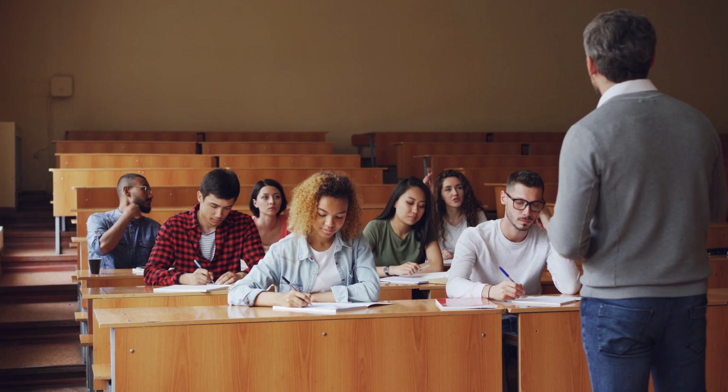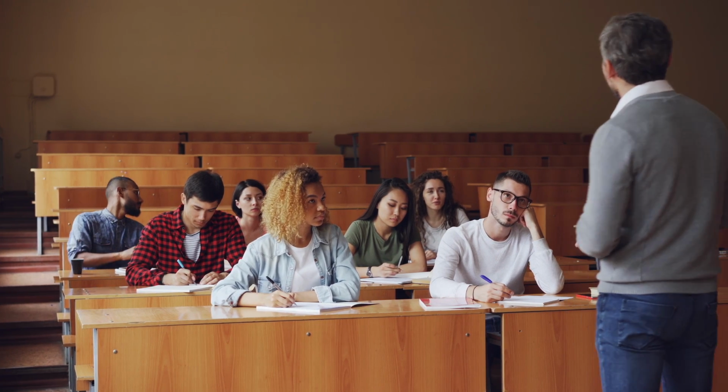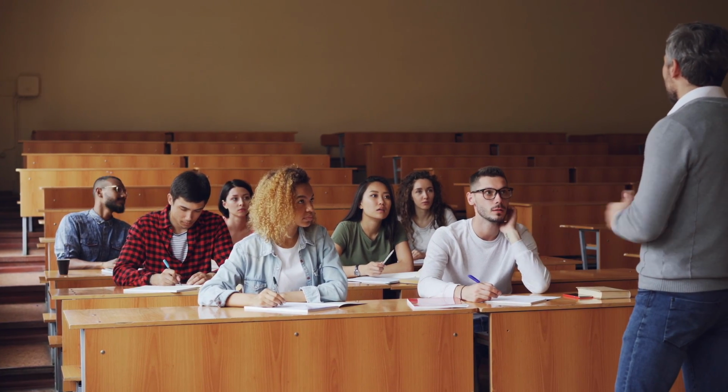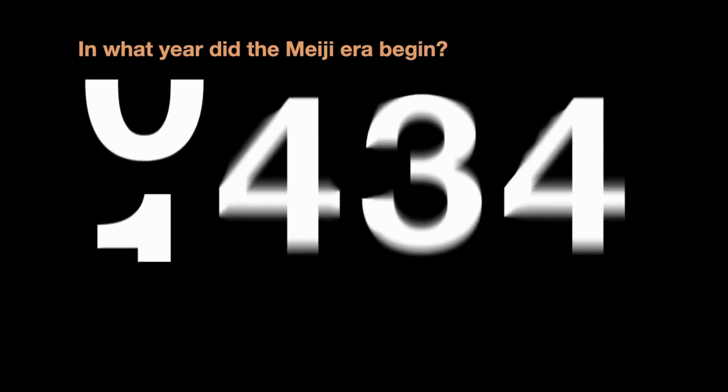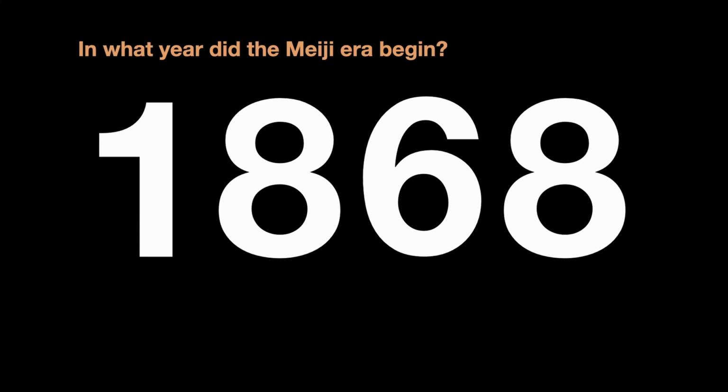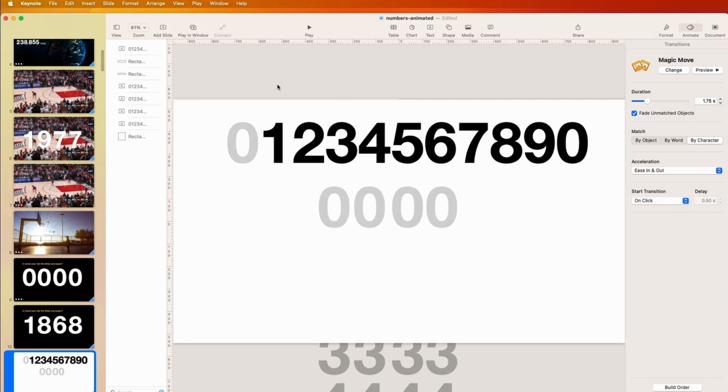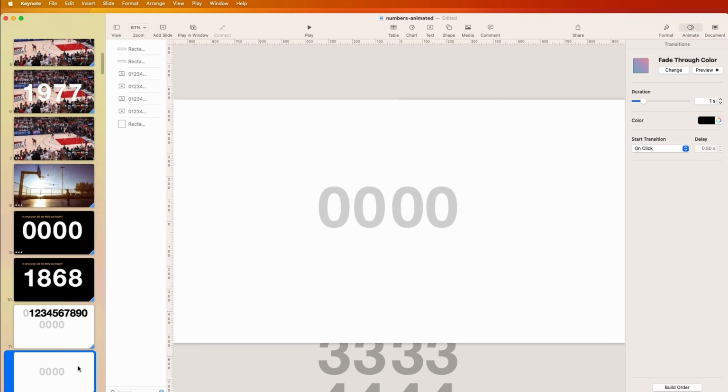For example, if I asked students in a history class, in what year did the Meiji era begin? And they're kind of thinking about it. After they think about it a while, I can show the answer. So there's that little bit of anticipatory feeling you have when it's just scrolling by. Anyway, let me show you just very quickly how I did that.